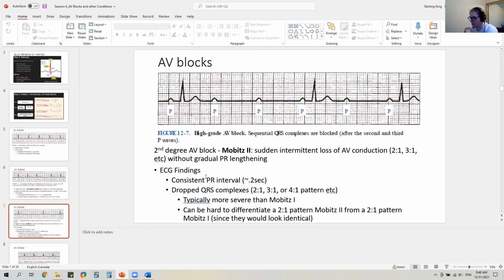So you're going to see constant PR intervals. So you can see that's nice and short, drop, short, drop, or no drop, but short. So it can be hard to differentiate this pattern. If it's a 2-to-1 Mobitz 2, which is what we're looking at here, it can be hard to differentiate from a 2-to-1 pattern with Mobitz 1 because you can't really see if the PR interval is getting longer, and they wouldn't ask you a question to that degree.